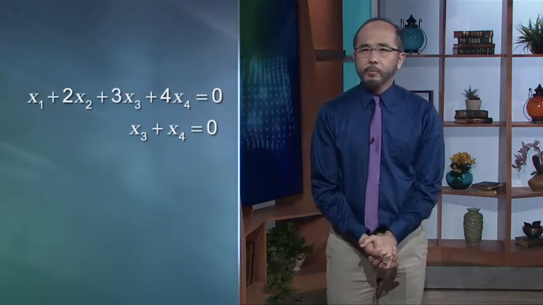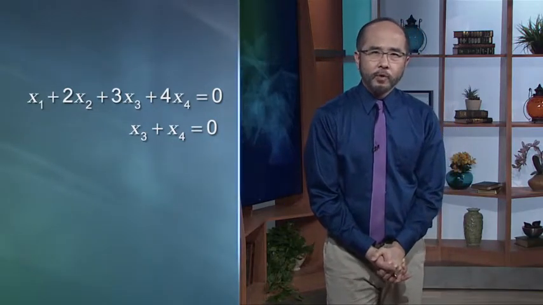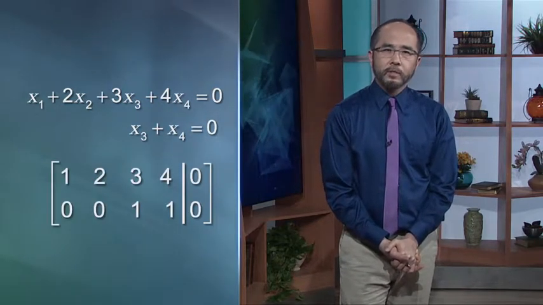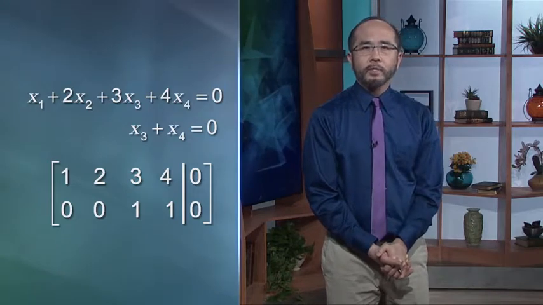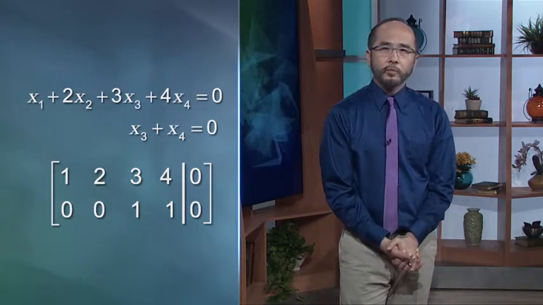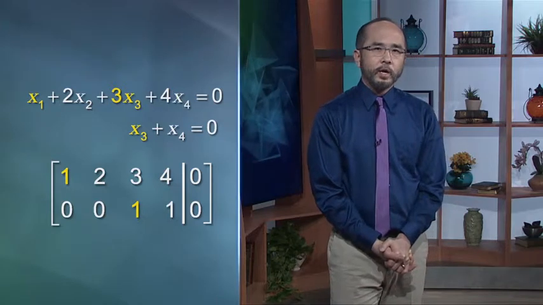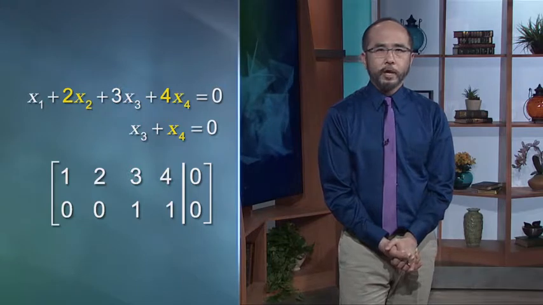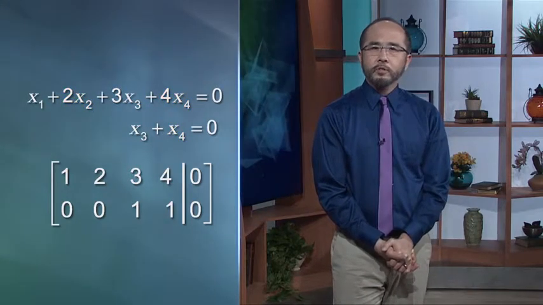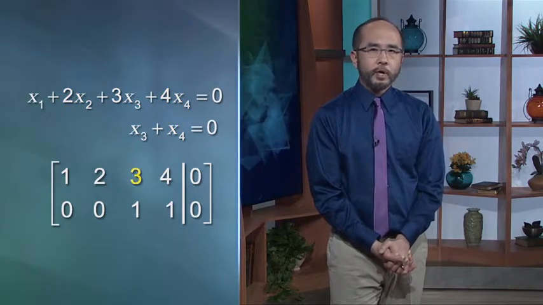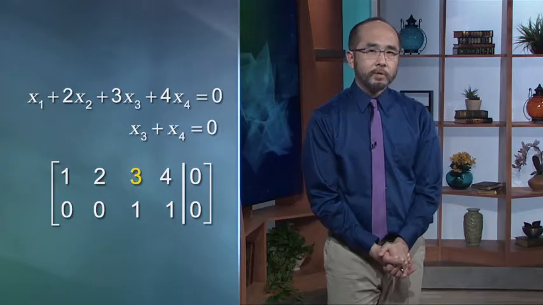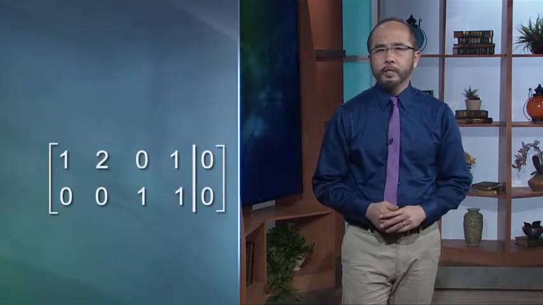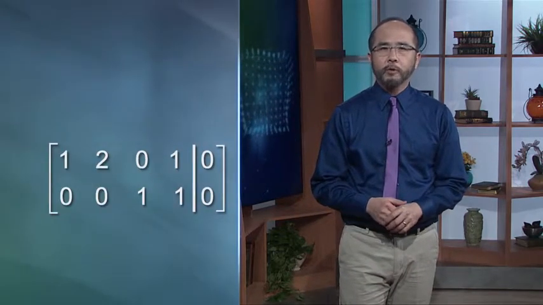Let's look at another example. Consider this system of equations. The augmented matrix looks like this. This matrix is already in row echelon form, as you can see by looking at the leading entries in each row. We can see that x1 and x3 are leading variables, and x2 and x4 are free. To make it reduced row echelon form, we should turn the 3 into a 0 by adding -3 times row 2 to row 1. Doing so, we obtain this matrix, which is in reduced row echelon form.